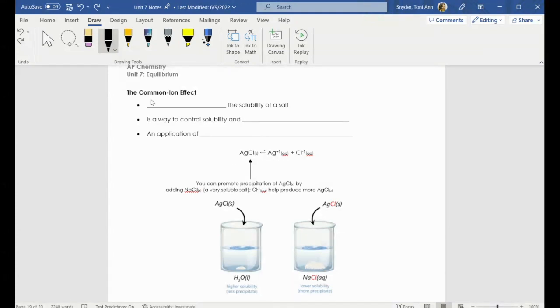So the common ion effect lowers the solubility of a salt. So it makes a salt less soluble, which leads to more precipitate. Less soluble means more precipitate. So I could force precipitation by adding a common ion. So it's a way to control solubility and precipitation.